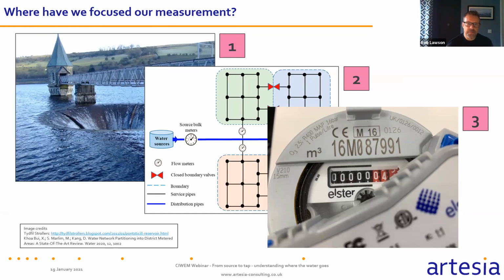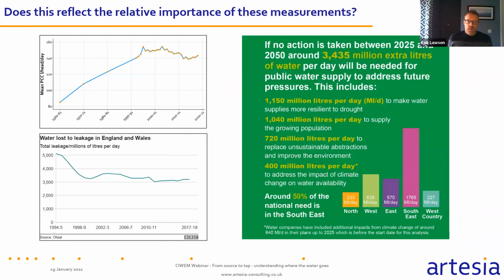Next slide, please. And these slides here just reflect the importance of those measurements. So top left is PCC over time, and we can see that it rose, as I say, reflecting that change in fundamental behaviour from, say, weekly baths to daily showers from the 60s to the 90s. Fell a bit after the 95 drought, but has started creeping up again over the past few years. So something we need to address.